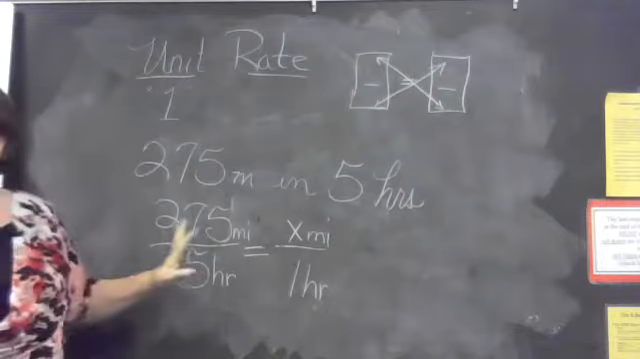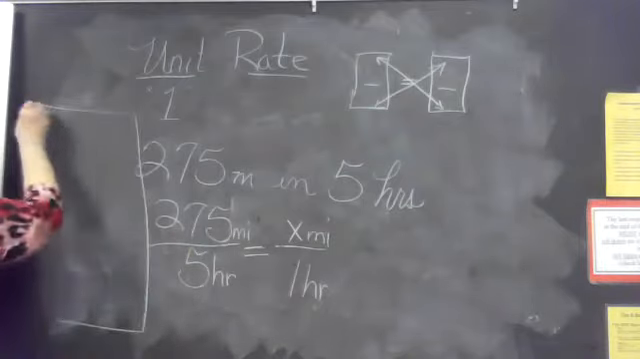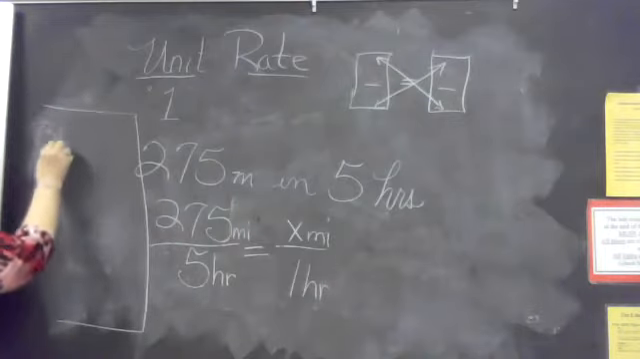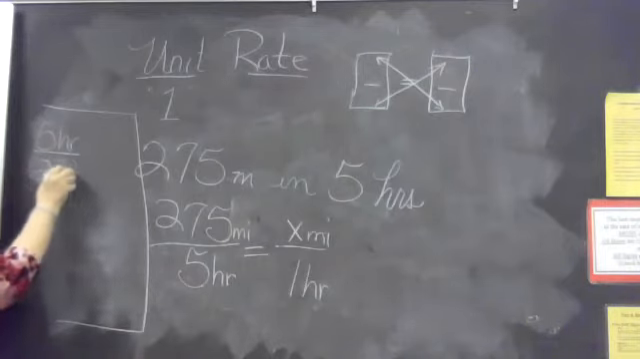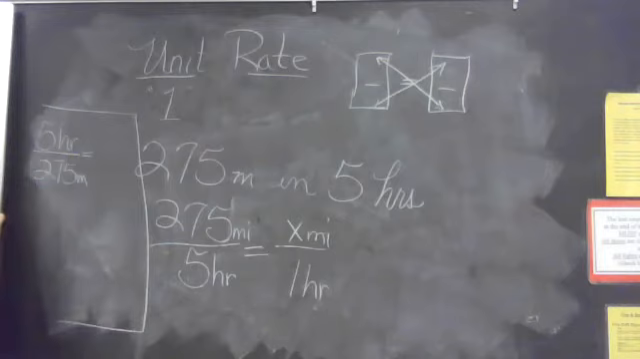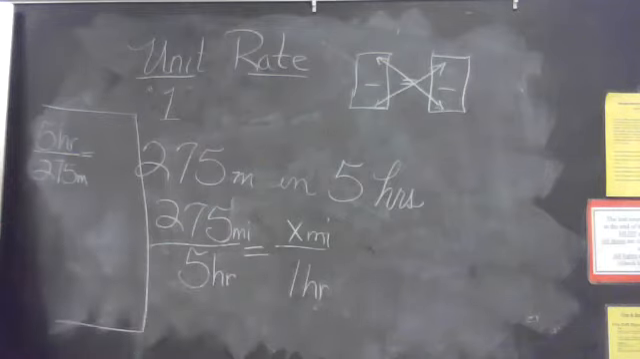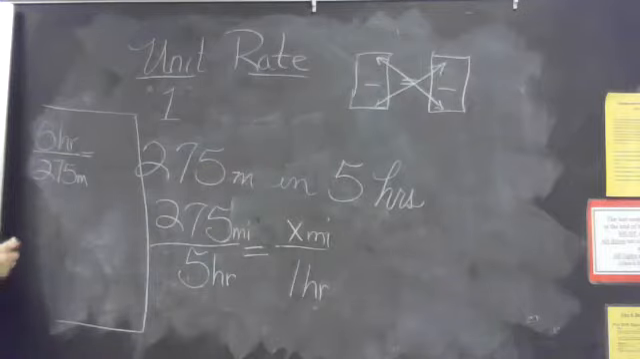Now, that being said, you could have set this up if you wanted to. You could have said it takes 5 hours to go 275 miles. Just like I told you, you can set up the first fraction any way you want to, but you have to follow suit when you put your second fraction in. Hang on with me. This seems kind of unjointed. Just stay with me, okay?